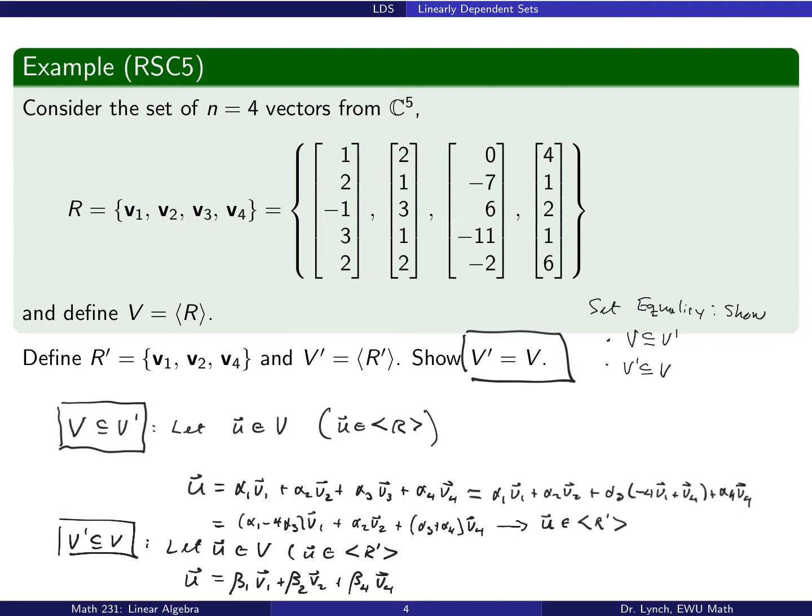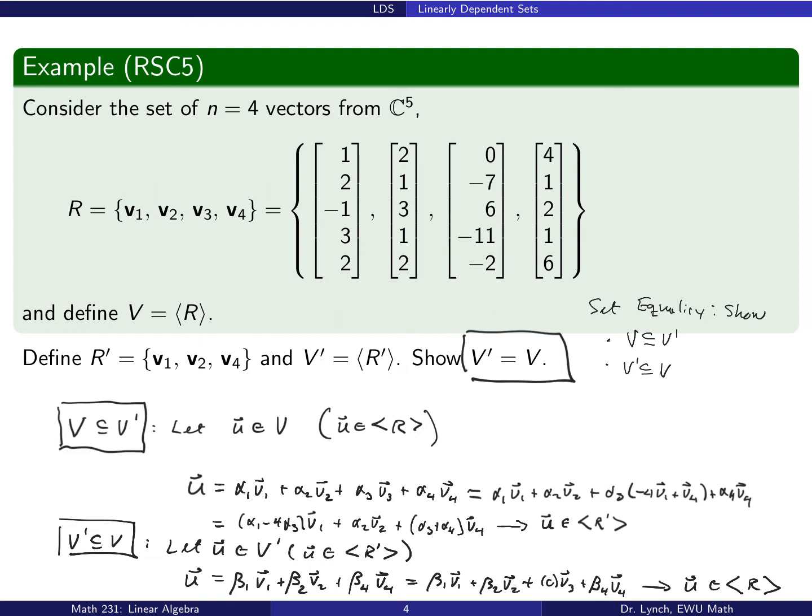Okay, if U is in the set V prime, that is, U is an element of the span of R prime, then U has to be a linear combination of elements from R. Now, as it turns out, it's quite quick to write U as a linear combination of elements from R, just by setting the third coefficient equal to 0. So when U is beta 1 V1 plus beta 2 V2 plus beta 4 V4, U is also beta 1 V1 plus beta 2 V2 plus 0 V3 plus beta 4 V4, so U is also in the span of R.